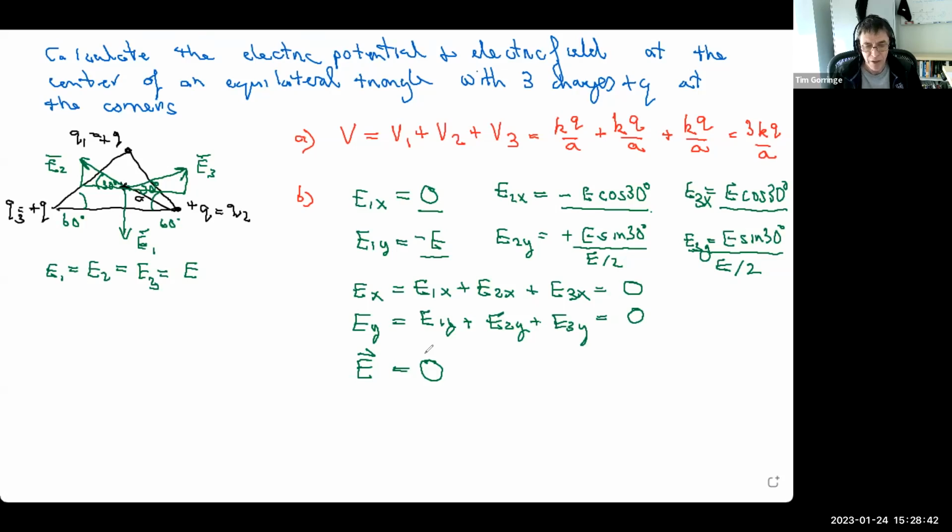In the end, we found a simple value, 3kq over a, for the potential at the center. And we found a very simple value for the field at the center. It's 0.